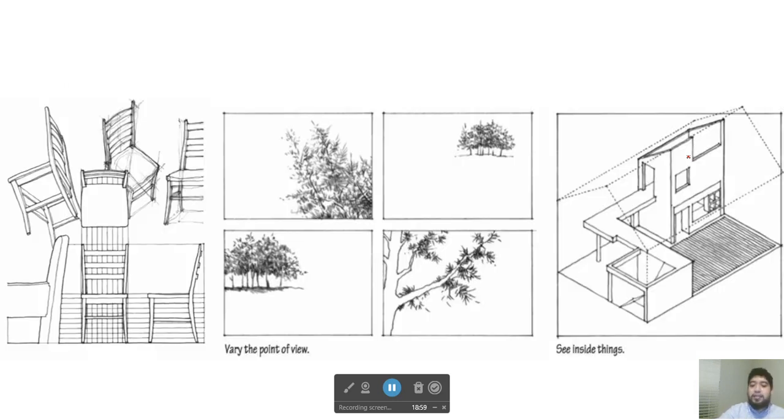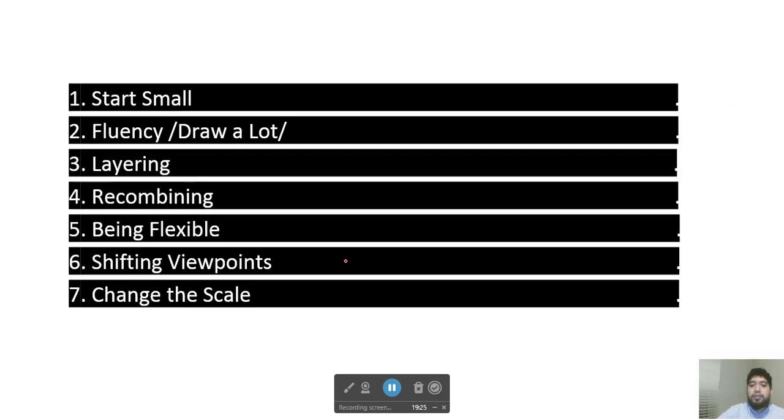Number six, shifting viewpoints. Remember, you're designing in 2D, but you're also designing in 3D. So what does this mean? Think about floor plan, but also think of an elevation. Think of the facade. Think of a 3D view. Think about how the light comes in. Constantly turning your design around to different perspectives will really change your mind.